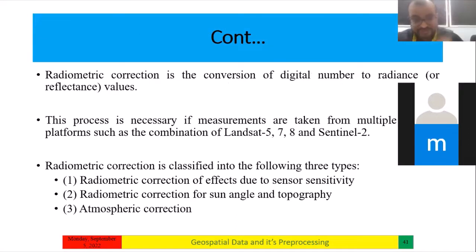So radiometric correction is classified into the following three types: radiometric correction of the effect due to sensor sensitivity, sun angle and topography, or atmospheric conditions.